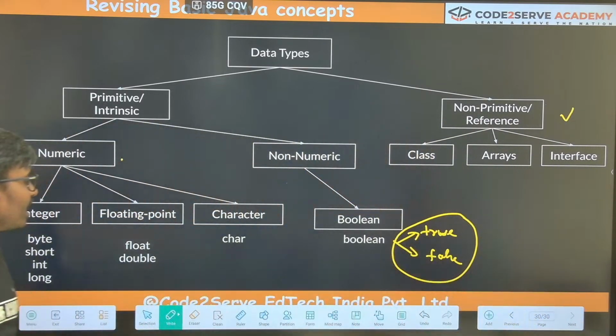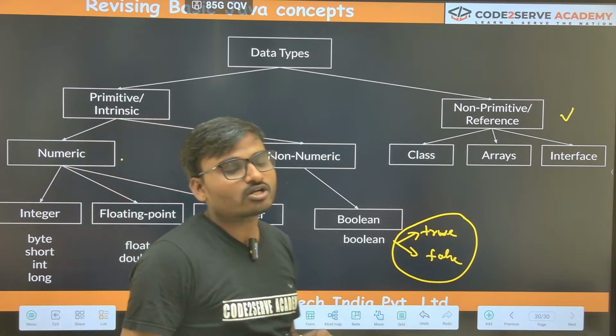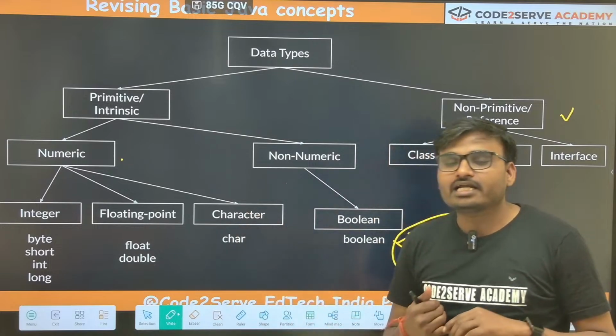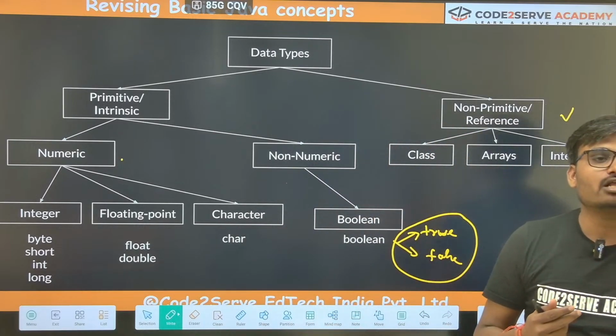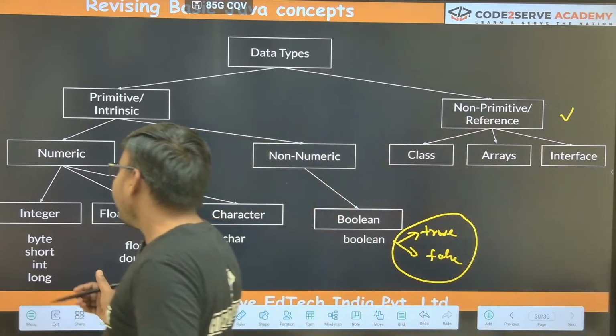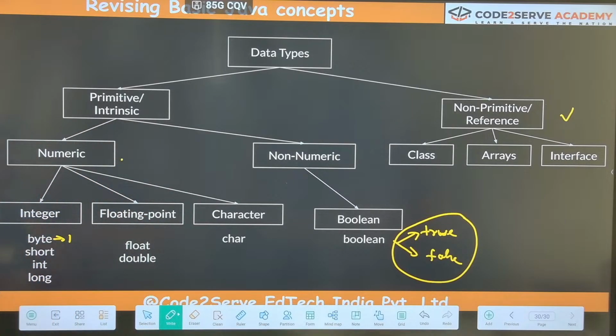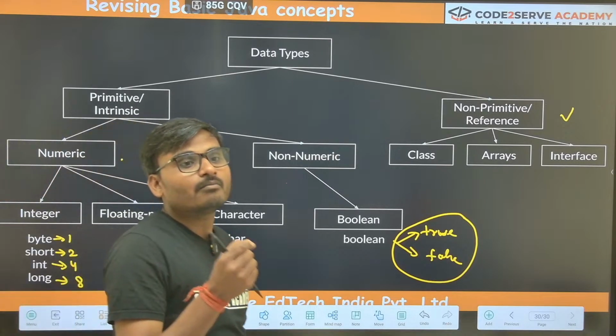All right, now come back over here. In integer, we have different types of containers. What containers are possible in integer? It can be byte, short, int, long. Byte is of 1 byte. We already learned what 1 byte is. 1 byte means 8 bits. Next is short. Short is of 2 bytes. Next is int. Int is of 4 bytes and long is of 8 bytes. It's not a bit, it's a byte.